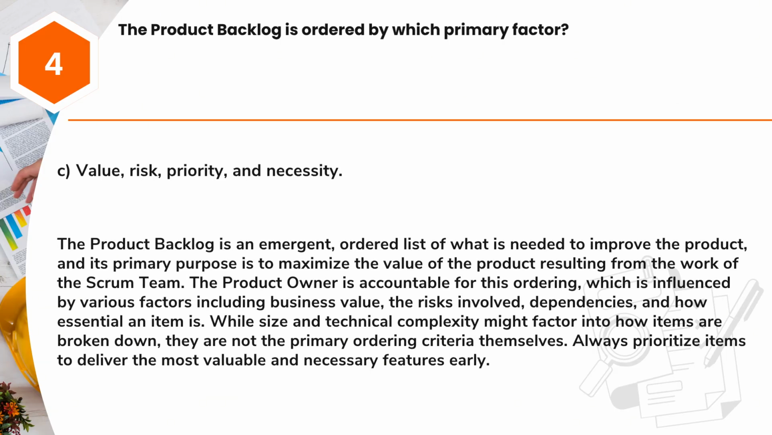Answer: C. Value, risk, priority, and necessity. The product backlog is an emergent, ordered list of what is needed to improve the product, and its primary purpose is to maximize the value of the product resulting from the work of the Scrum team. The product owner is accountable for this ordering, which is influenced by various factors including business value, the risks involved, dependencies, and how essential an item is.